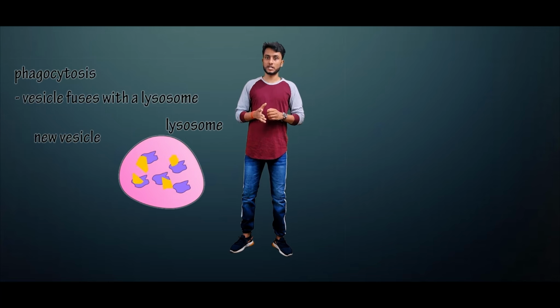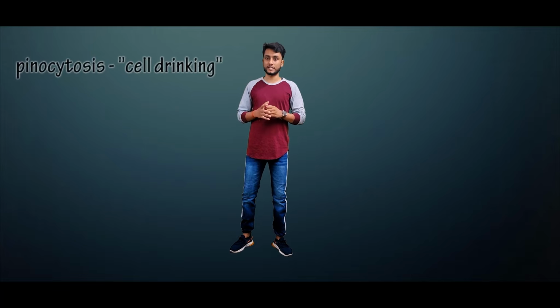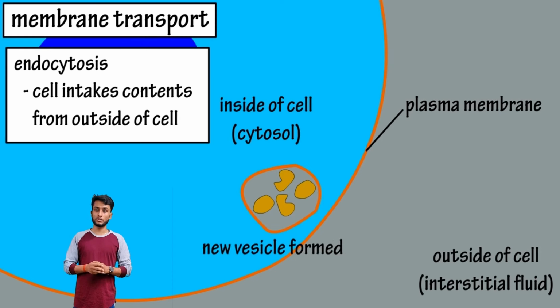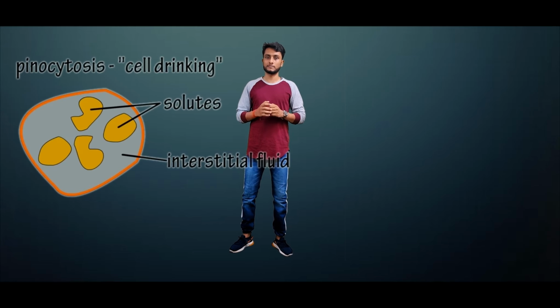The material which is trapped from outside the cell gets digested in the lysosome, and this process is also known as cell eating. Coming to another process known as pinocytosis, which is also known as cell drinking. It occurs when the plasma membrane moves inward and engulfs some droplets from interstitial fluid that contains some dissolved solutes which are useful for the cell.